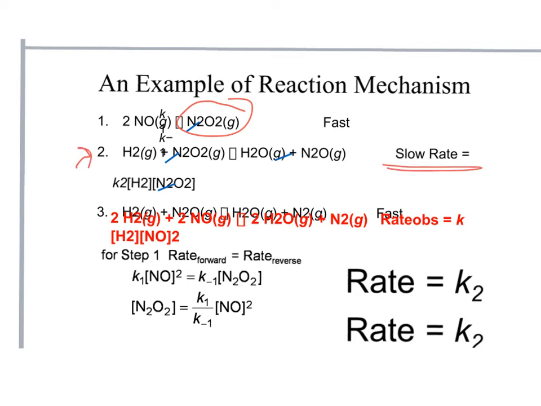This says slow rate, right? When it says slow rate, that means that it is part of the rate determining step. It is the rate determining step. And so N2O2 is part of that, but it's created in the first step. And so you have to use the rate from the first step and you have to put it into the rate from the second step to get the overall rate observed. And again, we'll go through that in lecture.